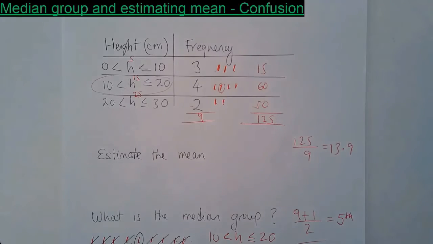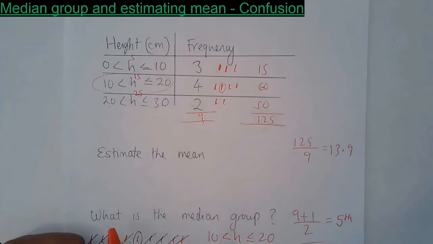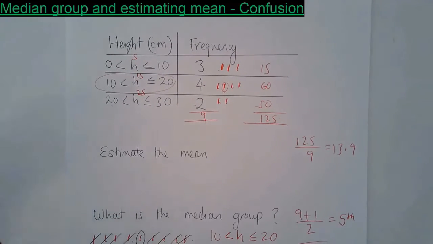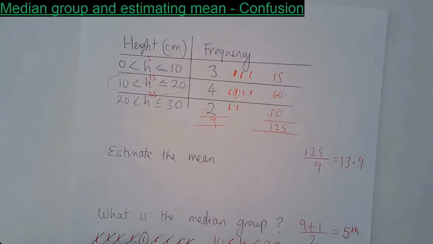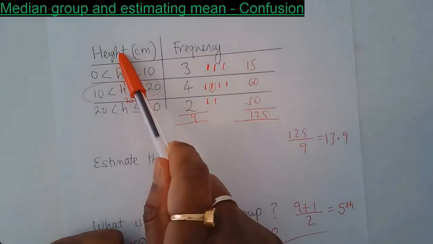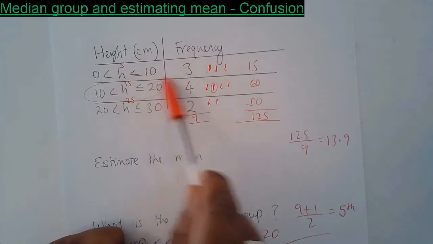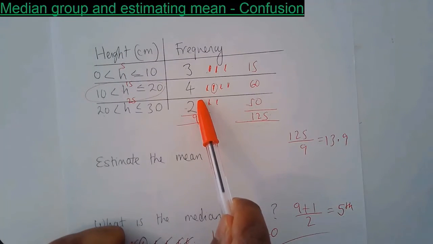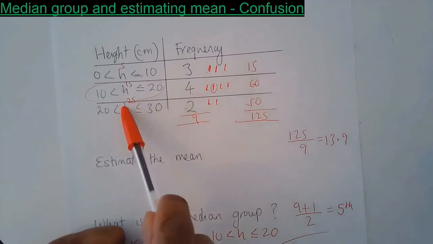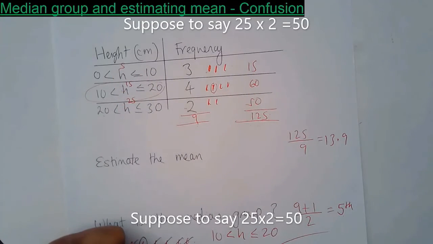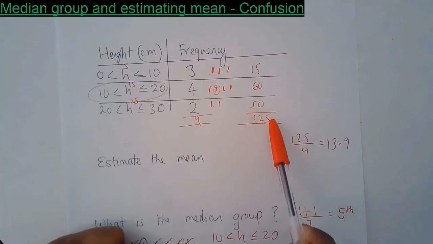Now, in exams, I've noticed when they ask for estimating the mean and then finding the median group, people get things confused. So to estimate the mean, just remember this: midpoint, midpoint, midpoint. You've got to find the midpoint. Then times, times, times. That's where we've got these numbers here. 5 times 3 is 15, 15 times 4 is 60, 25 times 2 is 90. Then you total the last two columns, and then you divide.